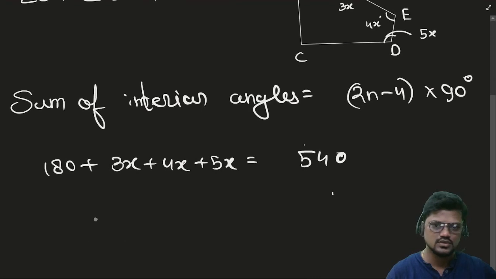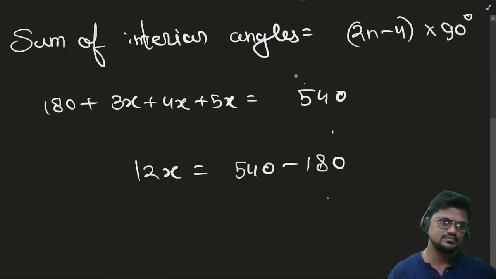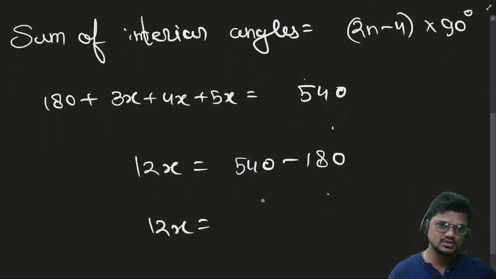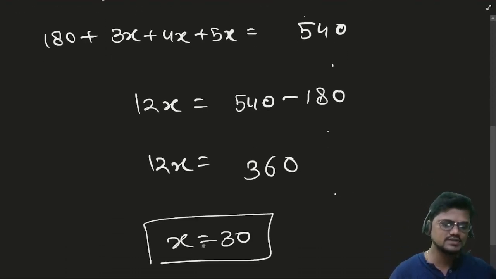So this is 3 plus 4 is 7, 7 plus 5 is 12. So 12x equals 540 minus 180. So 12x equals how much? 360. So x equals how much? 30.